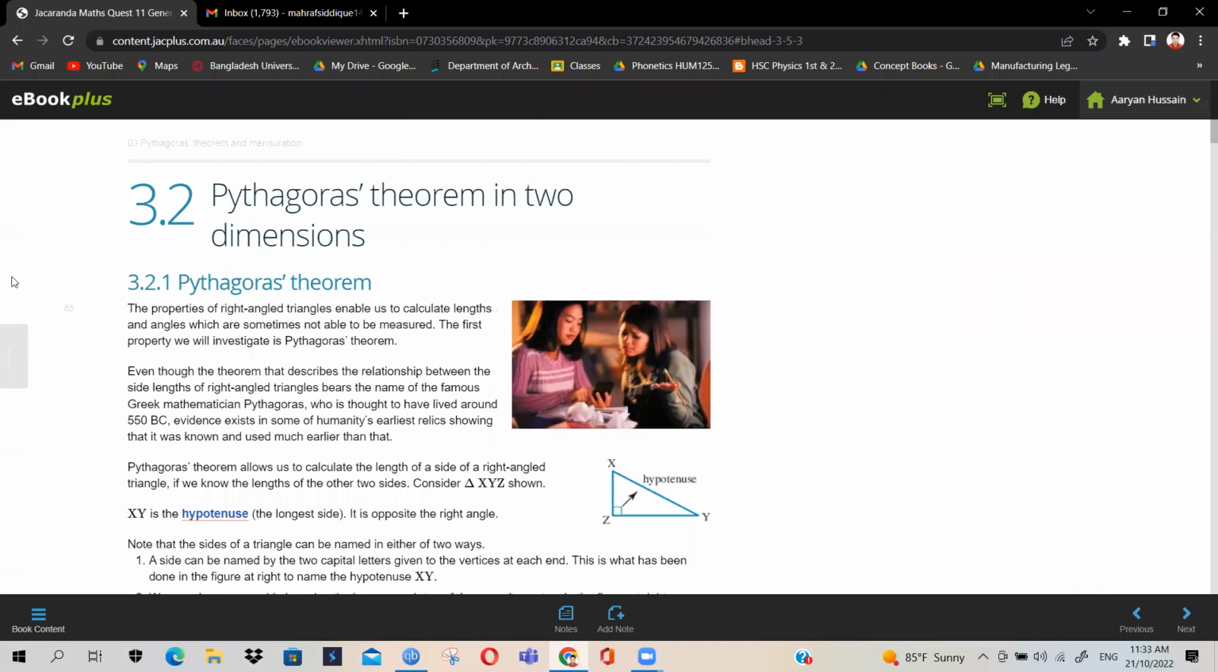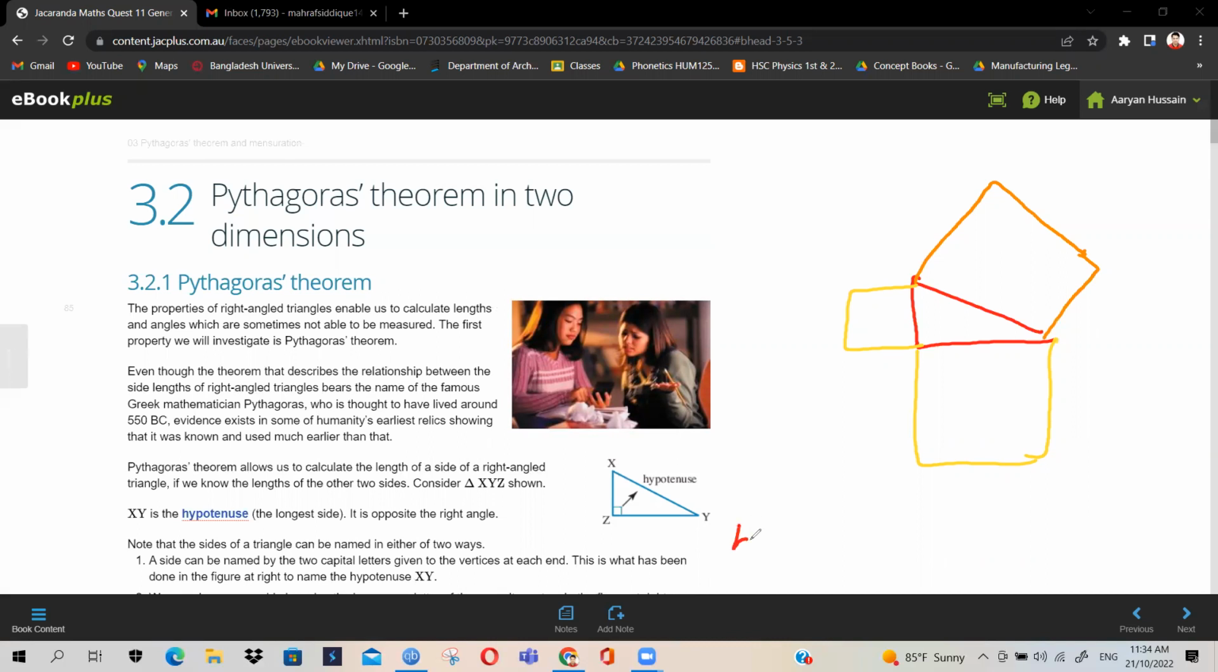Now, what is the Pythagorean theorem? The Pythagorean theorem suggests that whenever you draw a square on the hypotenuse of a right angle triangle, it will be the addition of the squares drawn on this side and this side. So this is how you visualize it. It's not important to visualize it now, but what is important is the formula.